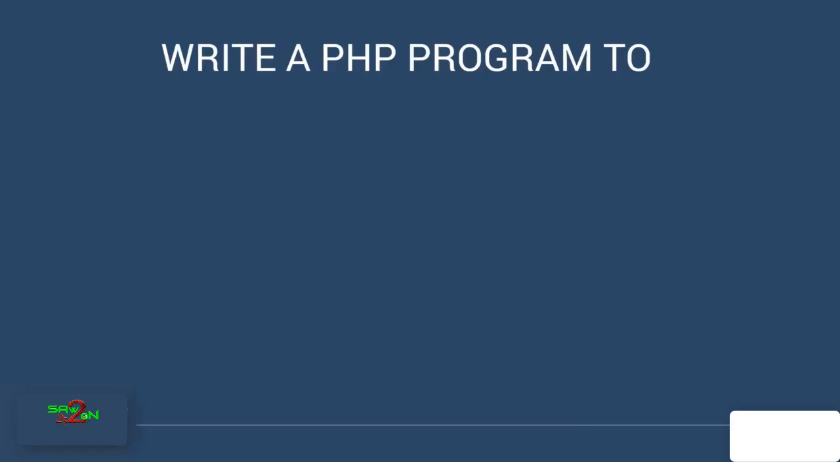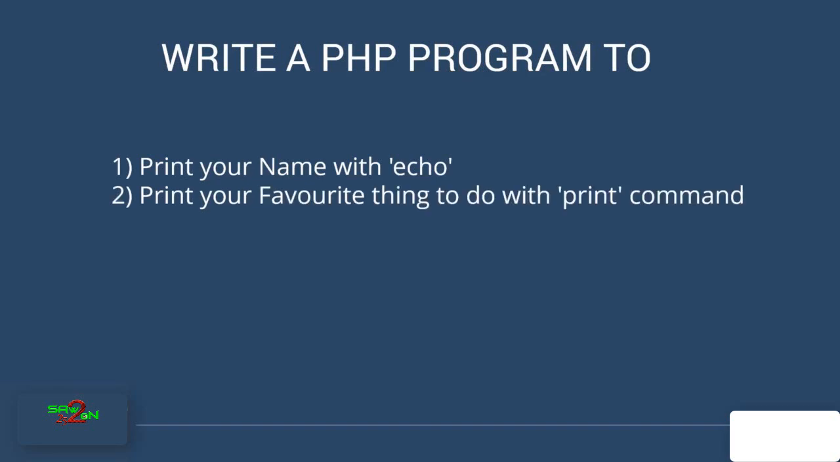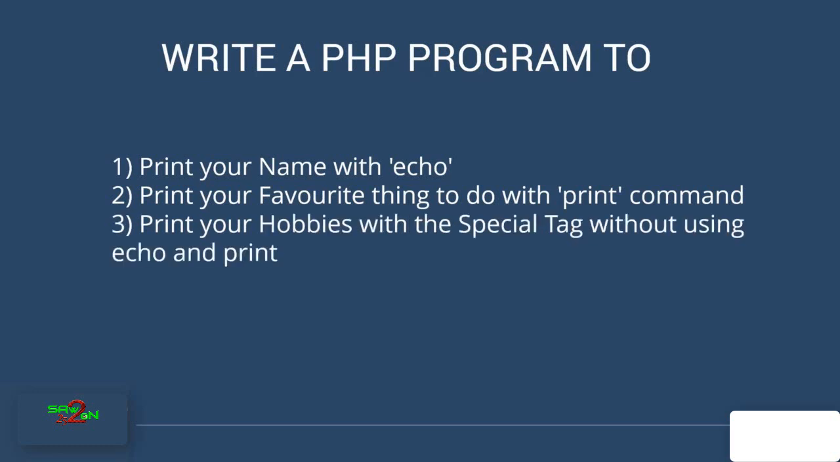So here's what you're going to do in this program. You will print your name with the echo function. You will write your favorite thing to do with a print command. Then print your hobbies with a special tag without using echo and print functions. Okay, so we're going to do this.